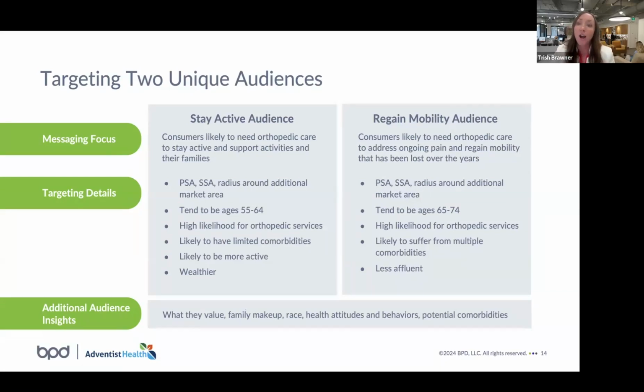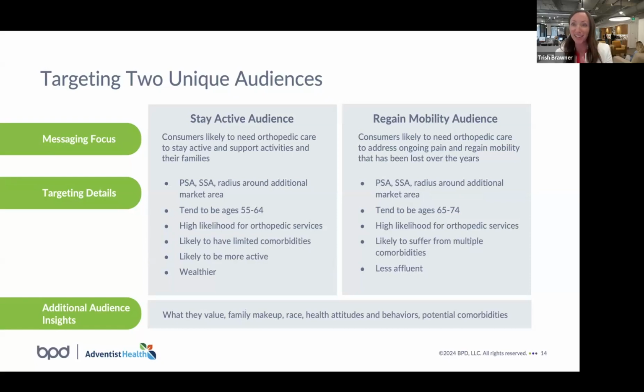So the first one we call our stay active audience. These folks were likely to need orthopedic care, but really for the purpose of staying active and supporting different activities with their families. Geographically, we were targeting our PSA and SSA. And in looking at the data, we also identified an opportunity to expand the radius around our typical market areas because we really felt, given some of the expertise that we had, that we could pull from a broader area. From an age perspective, these folks tended to be in that 55 to 64 age range. Pretty healthy group overall, likely to have really limited comorbidities, be more active, and a bit more affluent.